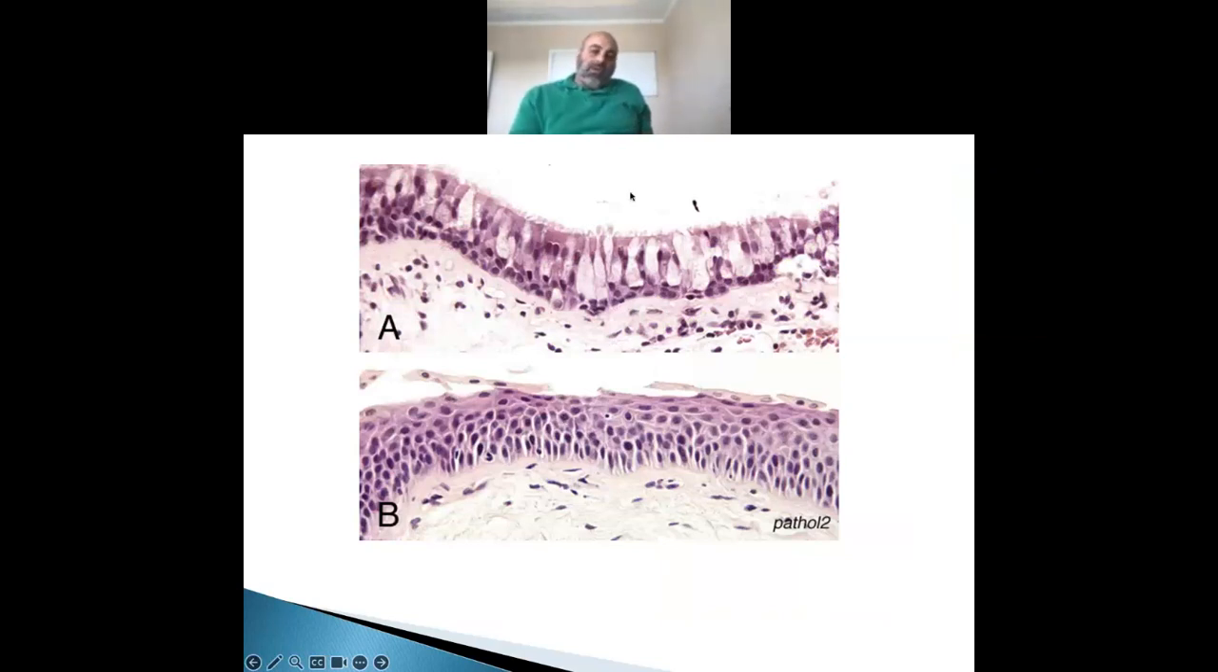Metaplasia, this is normal tissue up top. This is not appropriate. So it used to be goblet cells. It's getting abused, and so it put in stratified squamous. It switched over. This is metaplasia. This is protection. The tissue is protecting itself.